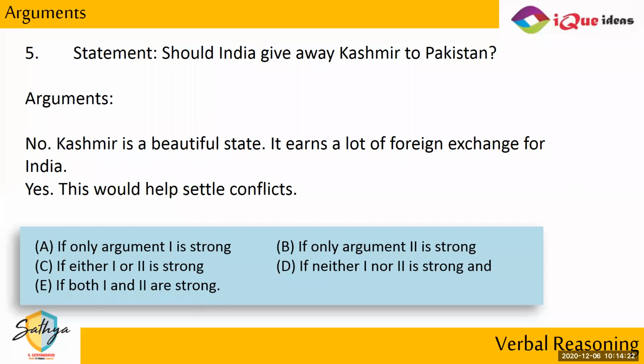First argument, no, Kashmir is a beautiful state. It earns a lot of foreign exchange for India. Let's first examine the validity. Is Kashmir a beautiful state? Absolutely. Right? It is a Jannat Haminas. So this is heaven on earth. Even history has clearly said that Kashmir has always been considered beautiful. So there is no inaccuracy there. It is perfect. Does it earn a lot of foreign exchange for India? Yes. So if something earns a lot of foreign exchange for India, then is that a strong reason to say we should not give it away? Absolutely. So the first one is definitely strong, right?